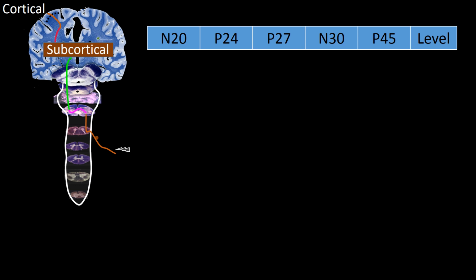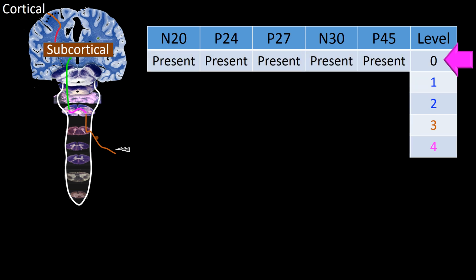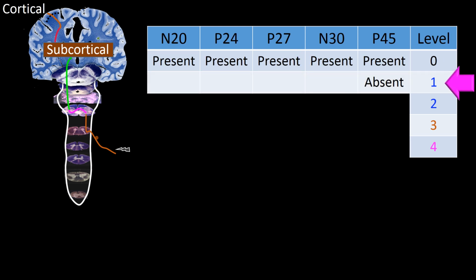These potentials have been used to design a system of prognostication based on level of severity, going from the best being 0 to the worst being 4. Level 0 is given when all potentials are present. Level 1 is given when P45 is absent and all other potentials are present.